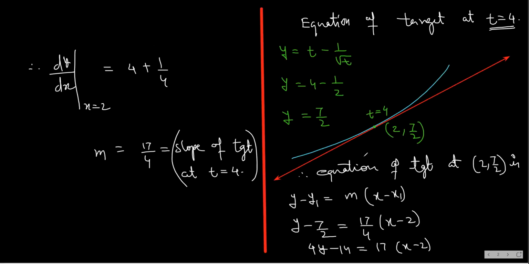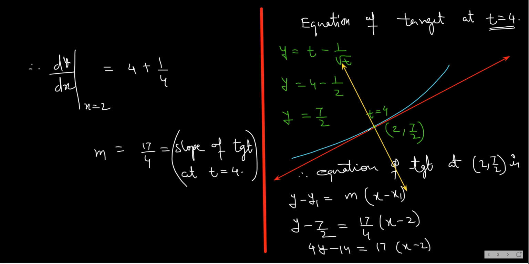Now we want the equation of normal. That is, what you want now is the equation of normal to the curve at the same point where you have the tangent. See, a normal is perpendicular to the tangent at the same point where the tangent to the curve is. So you have to get the equation of this yellow line.